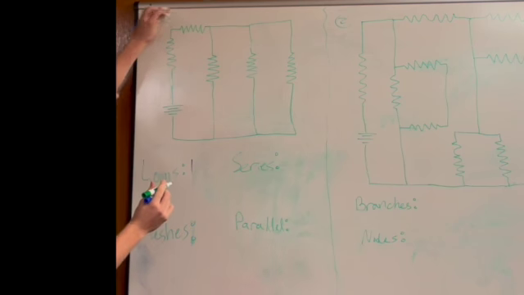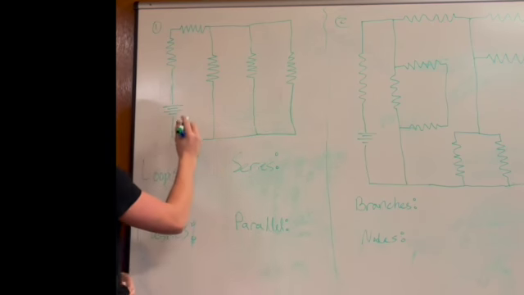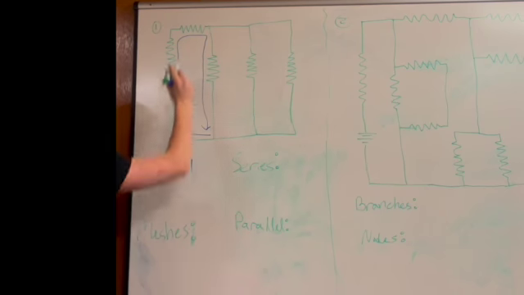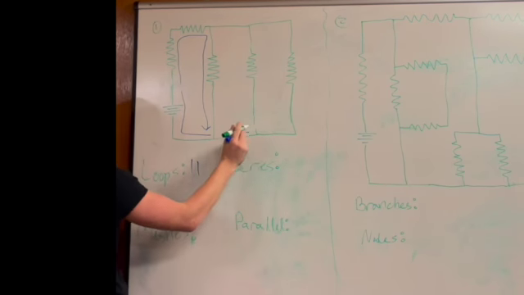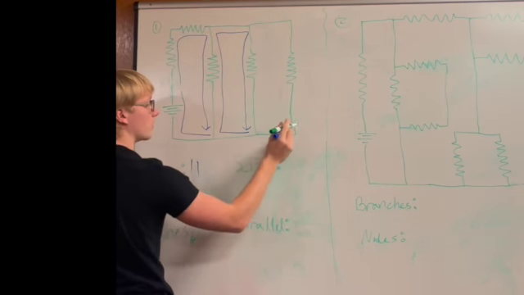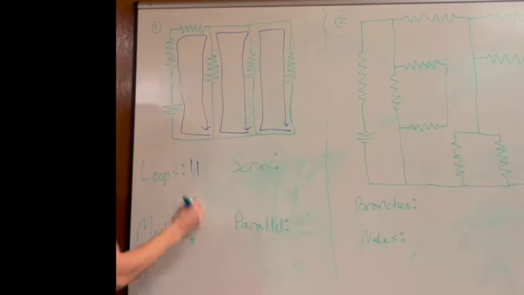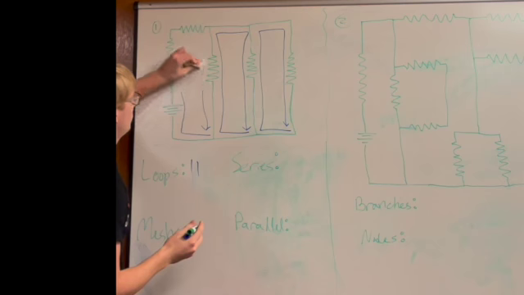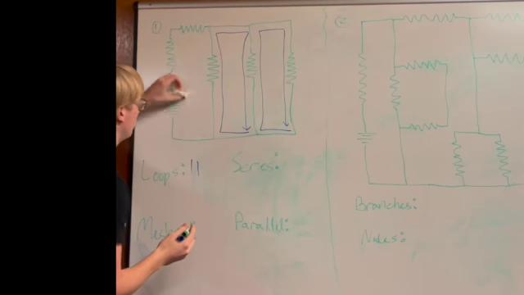Second loop is, and I'm doing these in no particular order, our second loop is right here. Right, that rectangle. Our third loop is this rectangle. And our fourth loop is this rectangle. Right? Those are four different routes that we can take without crossing over our path and ending in the same spot we started.